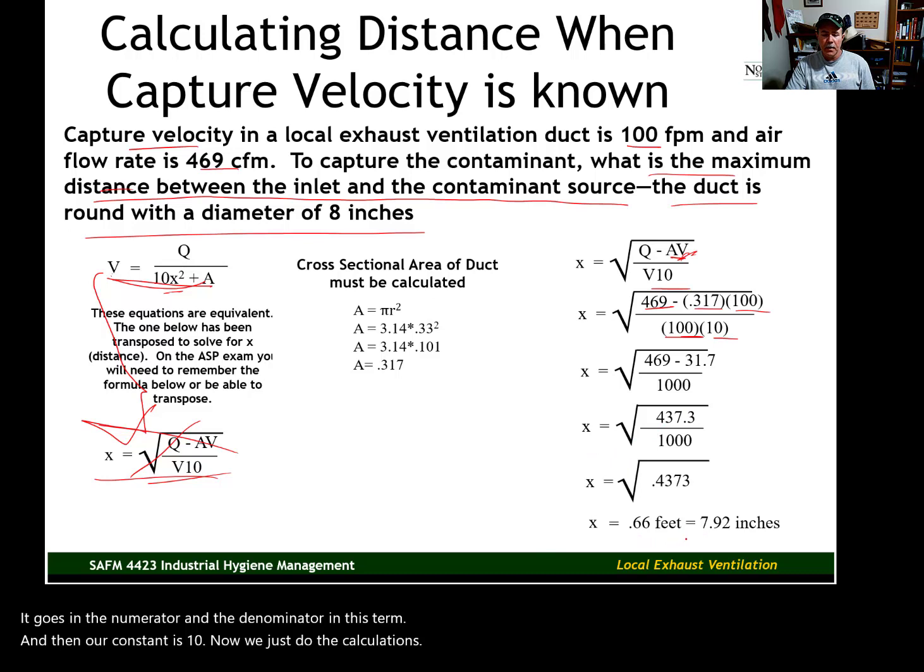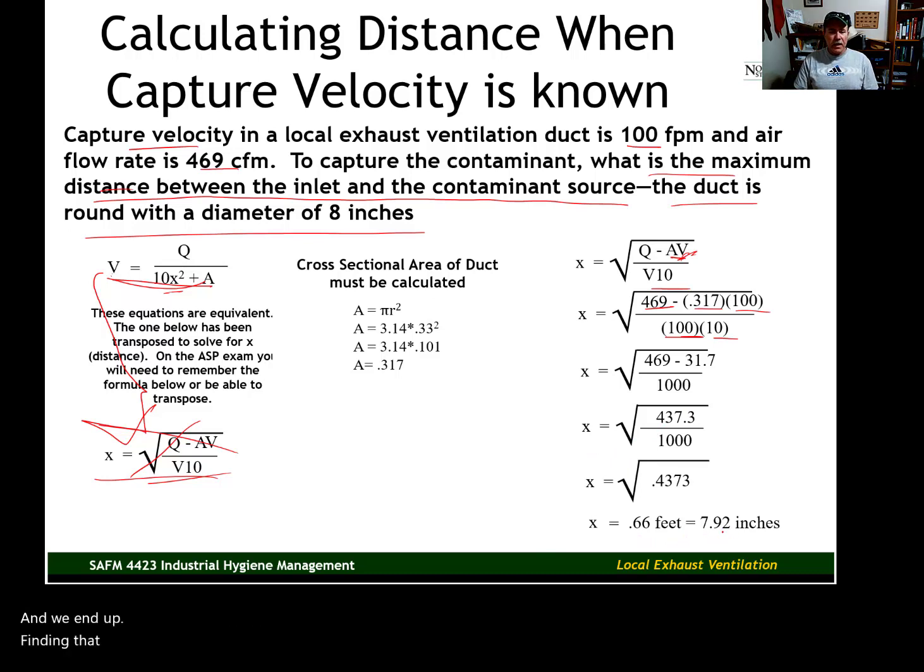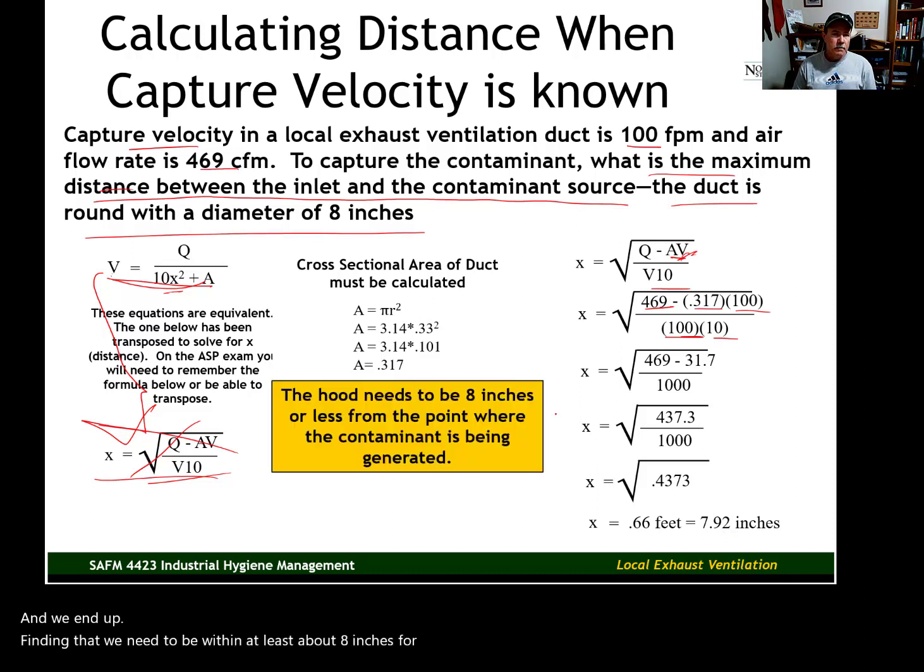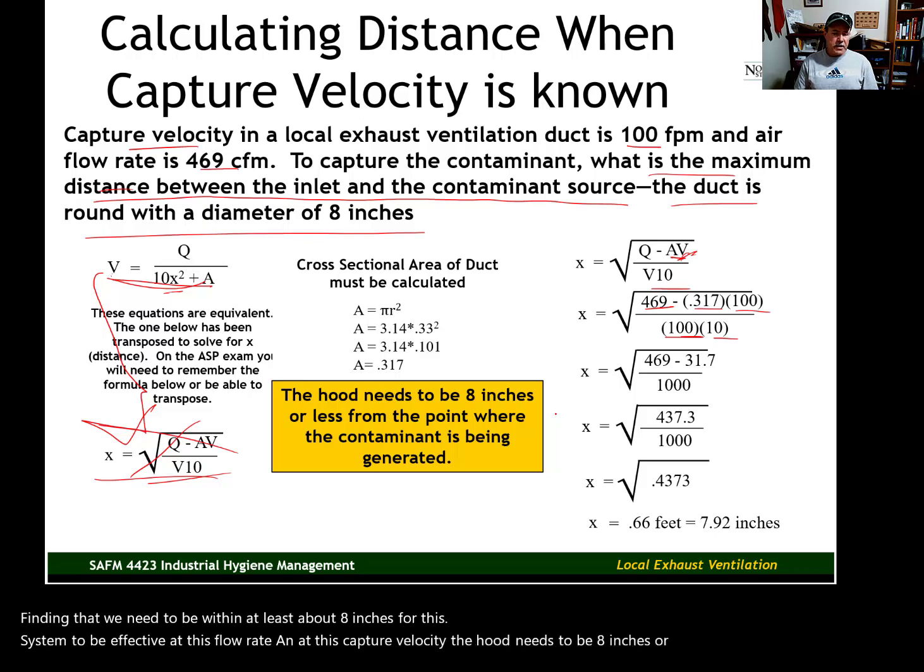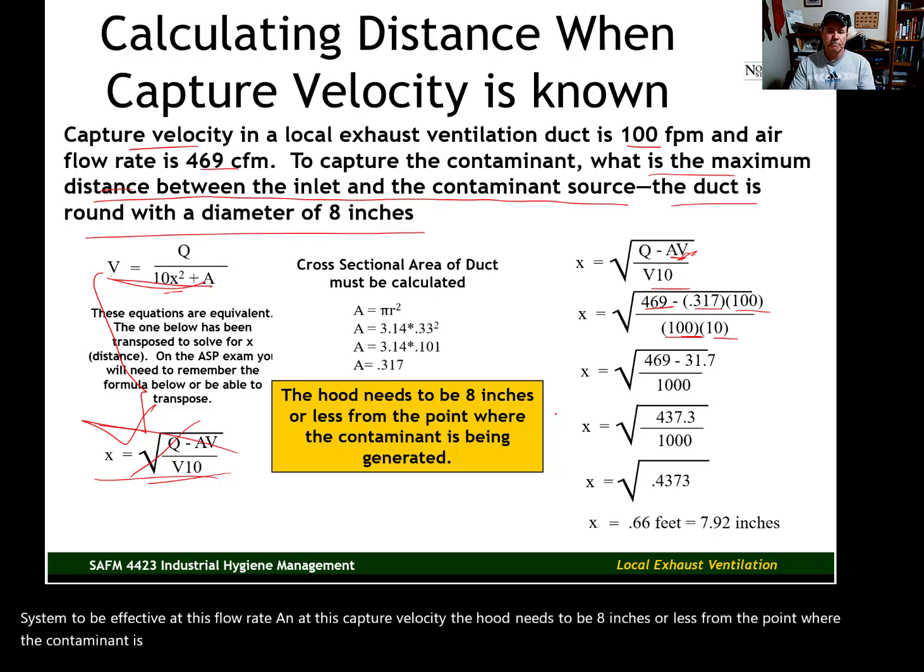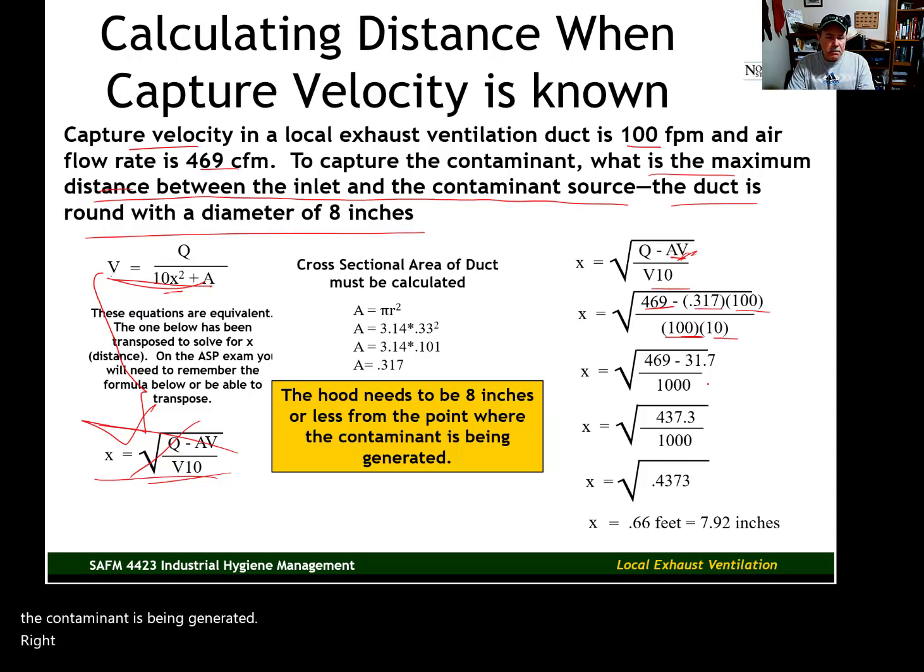and we end up finding that we need to be within at least about 8 inches for this system to be effective at this flow rate and at this capture velocity. The hood needs to be 8 inches or less from the point where the contaminant is being generated. Right. Again, if you have any questions about the math involved here, let me know. When it's all transposed for you, it's a pretty easy problem.